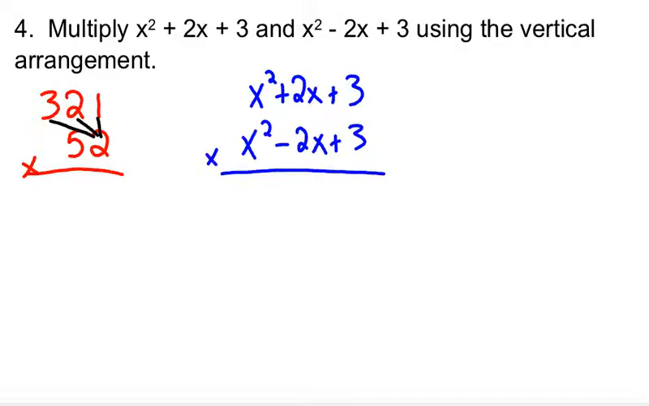Okay, so just like we took the 2, the number in the ones place, and we multiplied it by all 3 of those things, we're going to take the 3 and multiply it by everything. Okay, so 3 times 3 is 9, 3 times 2x is 6x, and 3 times x squared is 3x squared.